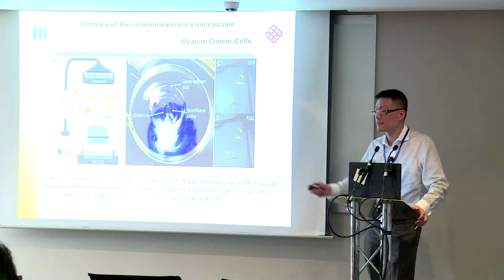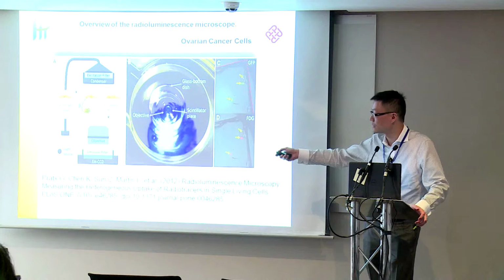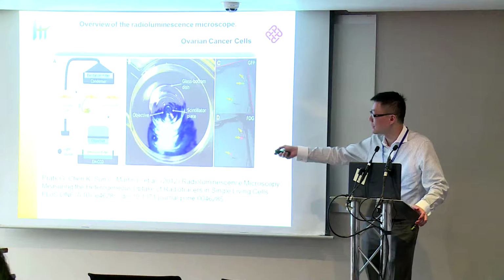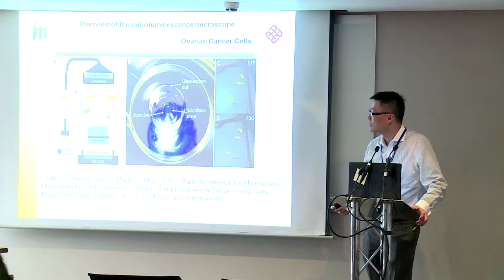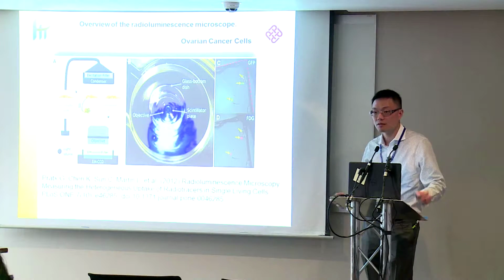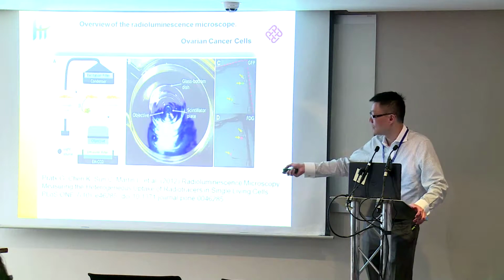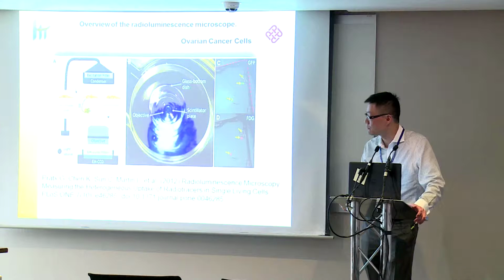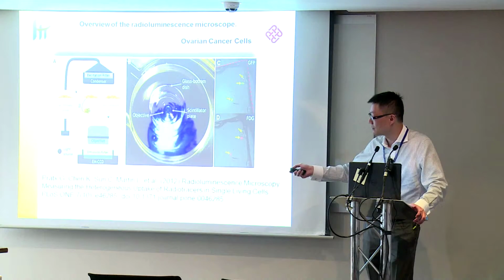When the tracer is taken into the cell, after beta decay, the beta particle interacts with the scintillator plane, and then visible light is emitted. This visible light is very, very weak in intensity. That's why they need to use a military-use CCD camera, which is very sensitive to low-intensity light, to capture the image.